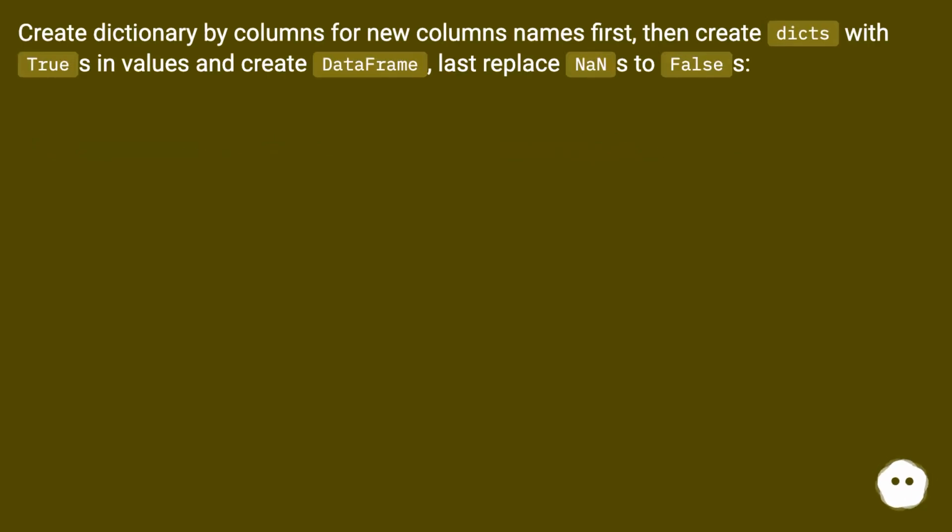Create a dictionary by columns for new column names first, then create dicts with Trues in values and create the data frame, lastly replace NaNs with Falses.